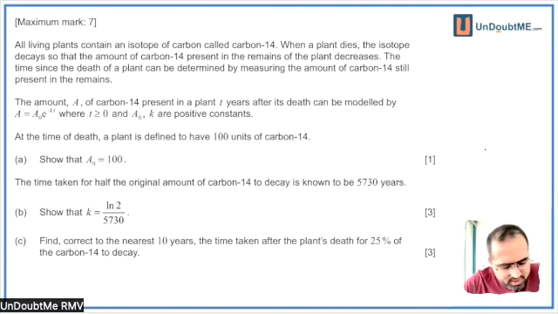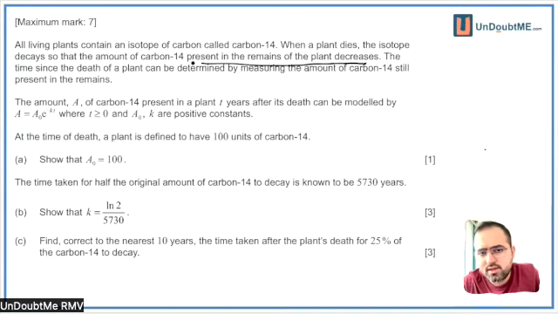So all living plants contain an isotope of carbon called carbon-14. When a plant dies, the isotope decays so that the amount of carbon-14 present in the remains of the plant decreases. This thing is used in autopsy. You might have heard in the news or in the movies that this person has died 5 days before only. How come we are coming to know now? On what basis can you decide that this person has died 5 days before? On the basis of this calculation.